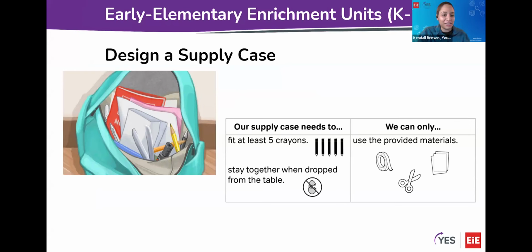It needs to hold 5 crayons and stay together when it's dropped from a table. They have very simple materials: tape, scissors, and some craft foam or paper. But the way they're introduced to the problem is a little bit different. We looked at a picture and asked a bunch of questions about it. On this slide, you can see an image from a drawing, a story told about a little girl who has a very messy backpack and she needs some help designing something to keep all of her materials organized in there. So a relatable problem, a little bit of a simpler challenge, as you can see.